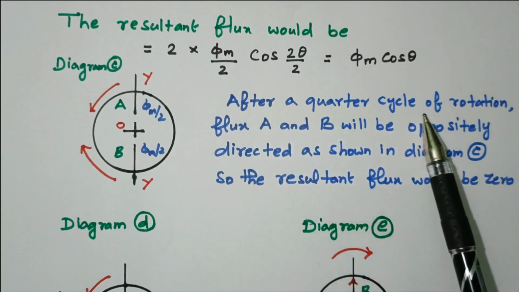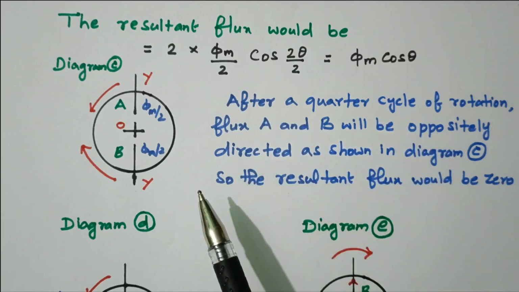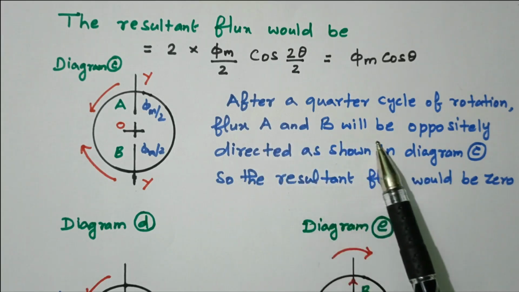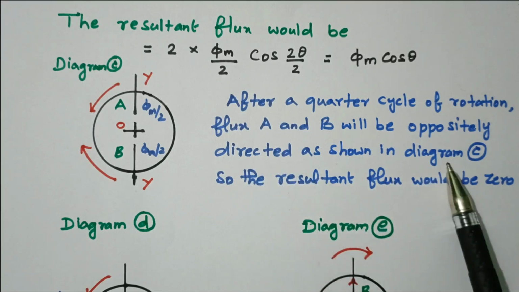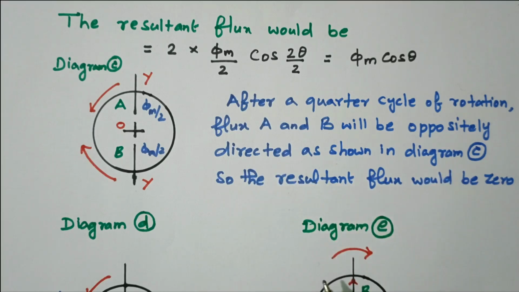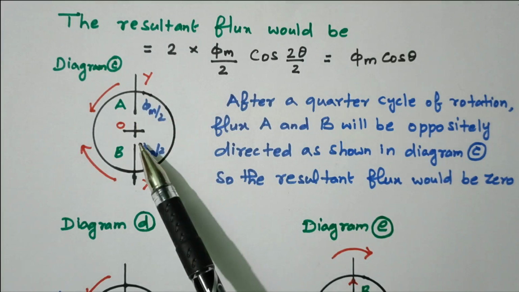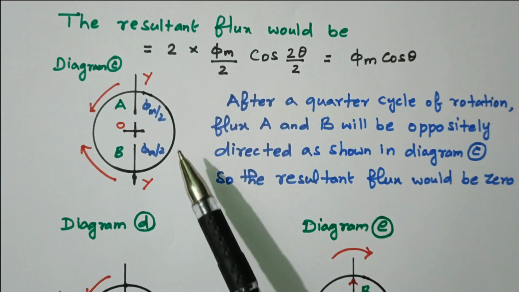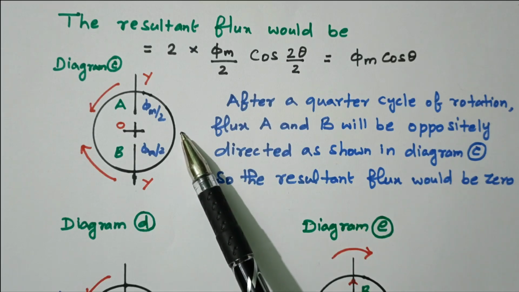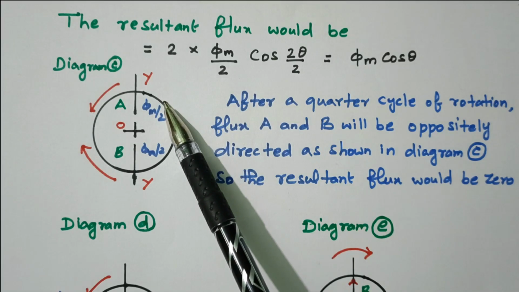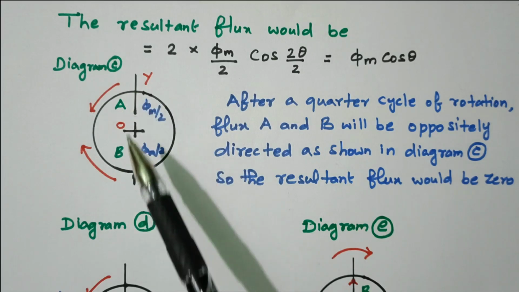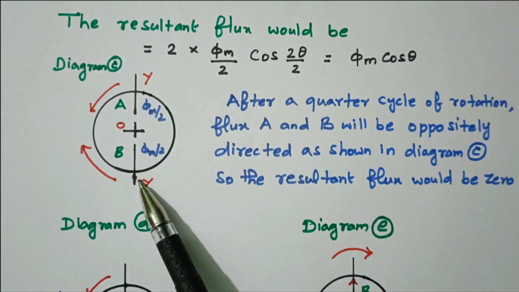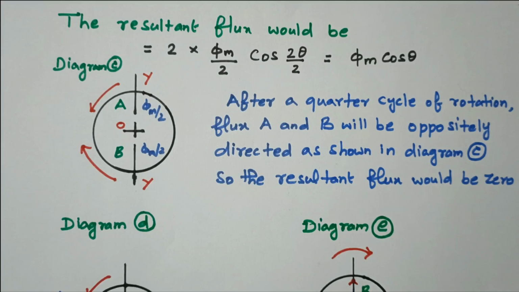After a quadrature cycle, that means approximately 90 degrees, flux A and B will be oppositely directed as shown in diagram C. So the resultant flux would be 0. Right? A positive, B negative, both get cancelled, and the net flux will be 0. So initially at this position in diagram B at an angle theta, in diagram C both are in opposite directions. A is available at the top, B is available at the bottom. So the net flux is 0.